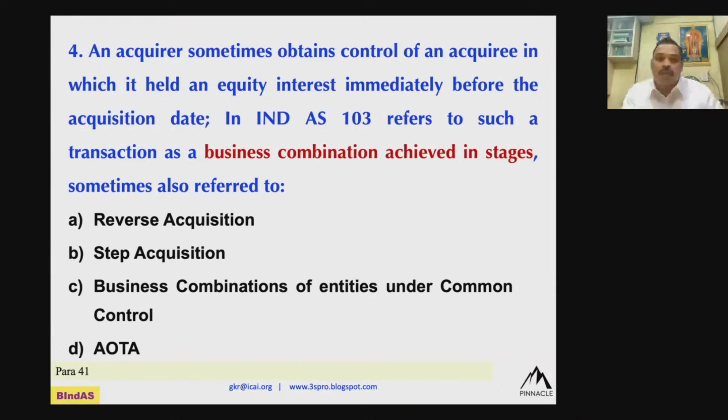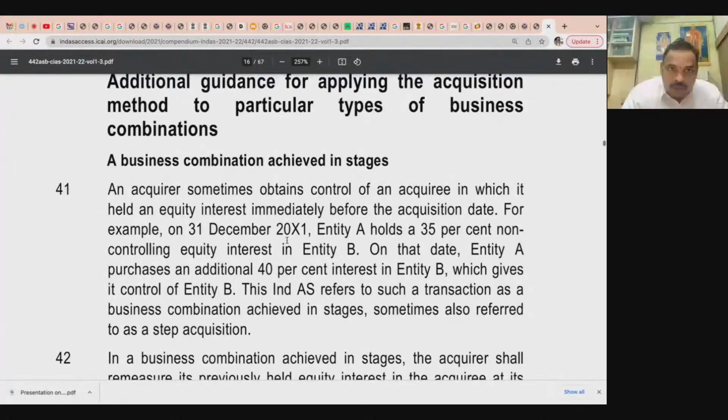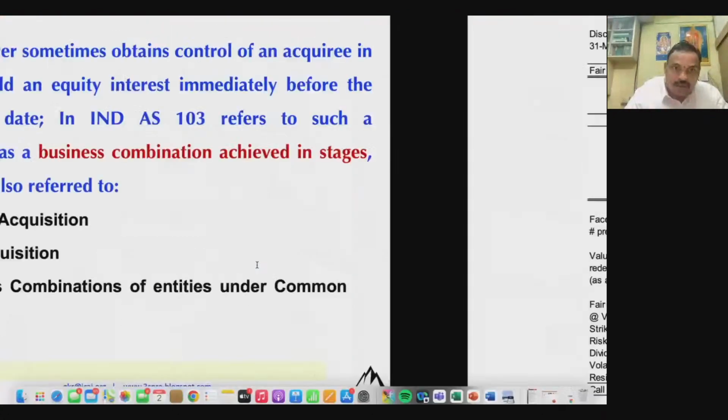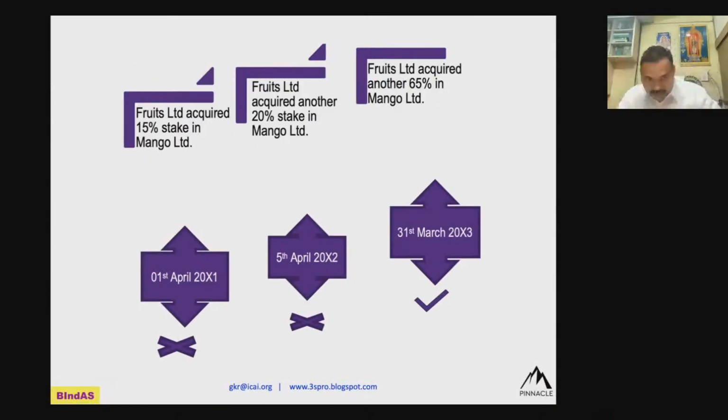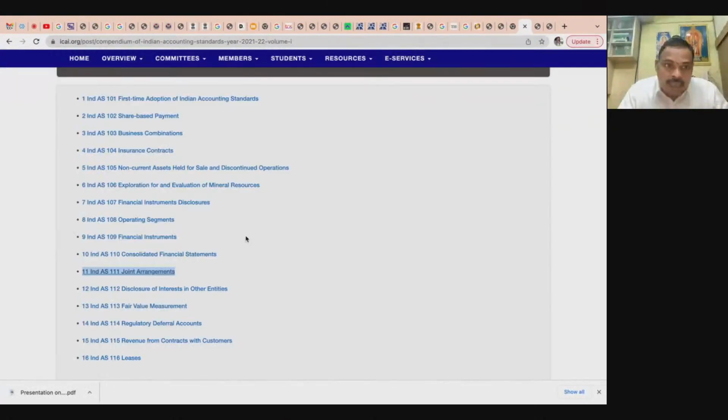Now let me take you to this very important paragraph. See what will happen. I'll share with you some interesting examples here. Look at this example. On 1st April 2021, Fruits Limited acquired a 15% stake in Mango Limited. And there is no concept called subsidiary company under the Indian accounting standard. If you look at this, this is 110.